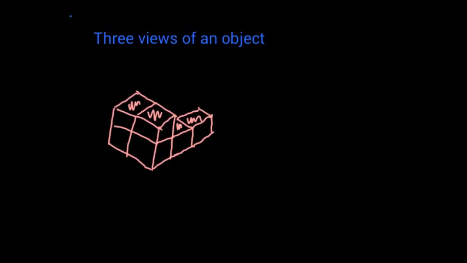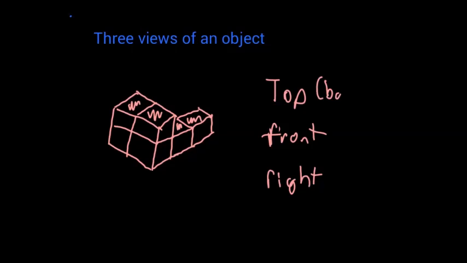Yeah, we're going to talk about the three views of an object, and the three views are going to be the top, the front, and the right. And you'll see these referred to as something different sometimes as well. So sometimes the top will be called the base, and the right view will be called the side view. But the top, front, and the right are what you normally refer to them as.